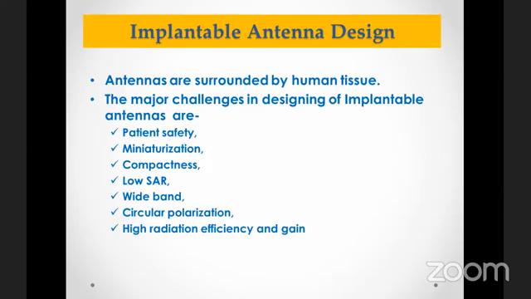Other challenges are safety of the patient, and a small antenna: it should be miniature and compact. SAR value should be low, with a wide band of operation, because you don't know how the tissue will behave and how much the frequency will deviate. Polarization should be circular so that proper communication can be established, and high radiation efficiency and gain. These are very common design issues.